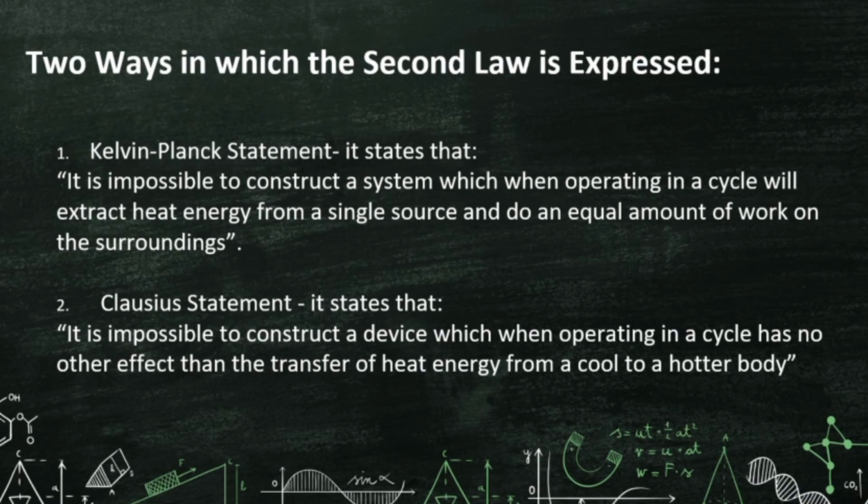Next is the Clausius statement. It says that heat cannot naturally move from a colder object to a hotter object. For that to happen, external work is required. A perfect example is a refrigerator. It uses electricity to remove heat from inside the refrigerator and release it outside.